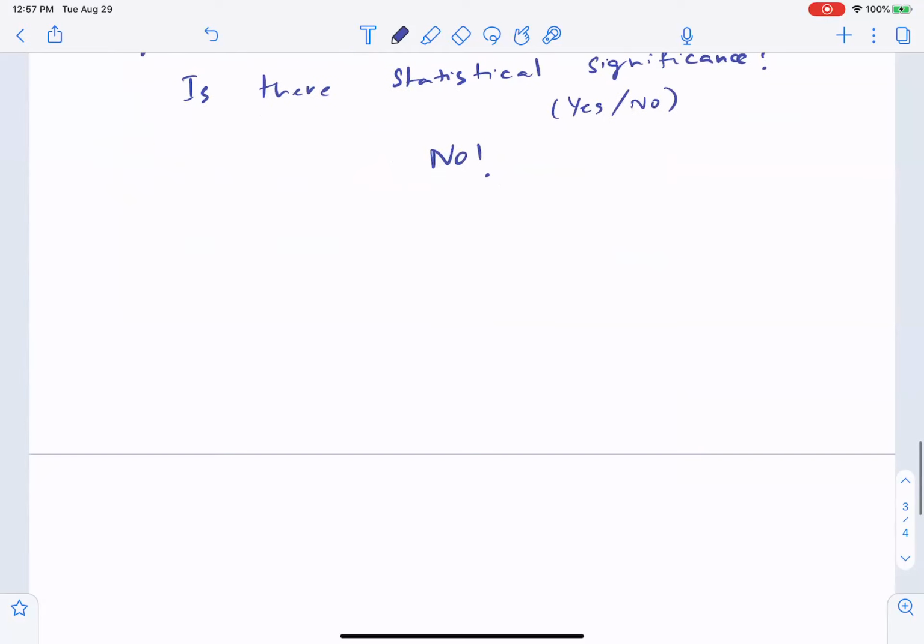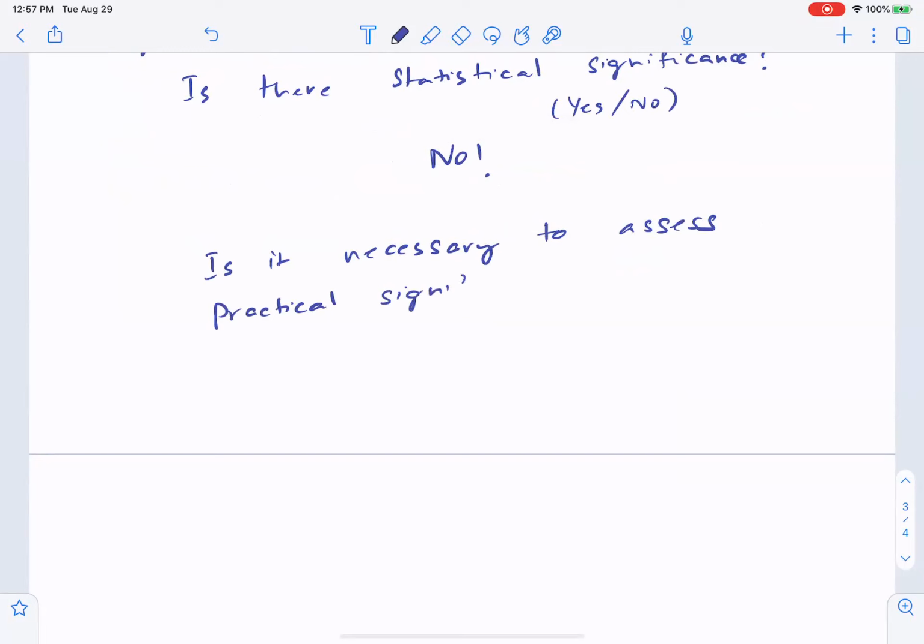Is it necessary to assess practical significance in this case, in this example, i.e., computing effect size? Is it necessary? Very good. This time you're making me proud. The answer is no.